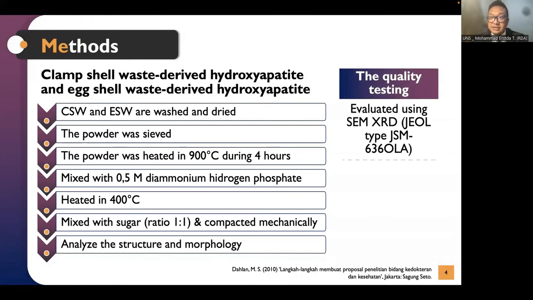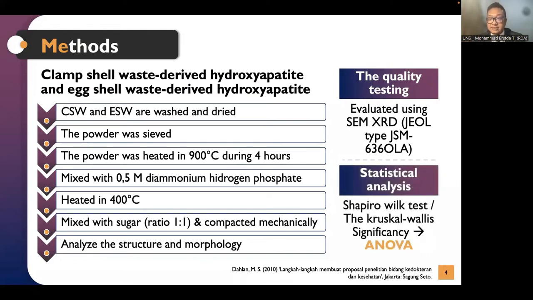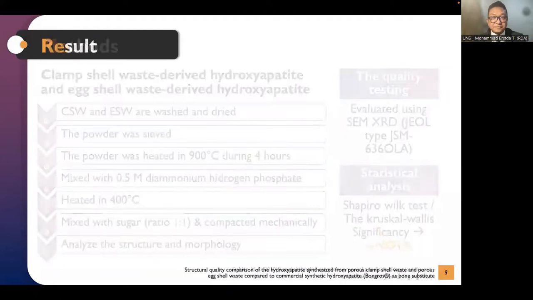The quality testing was evaluated using SEM and XRD with the JEOL JSM 6360LA, and the statistical analysis used the Shapiro-Wilk test and the Kruskal-Wallis or ANOVA test.